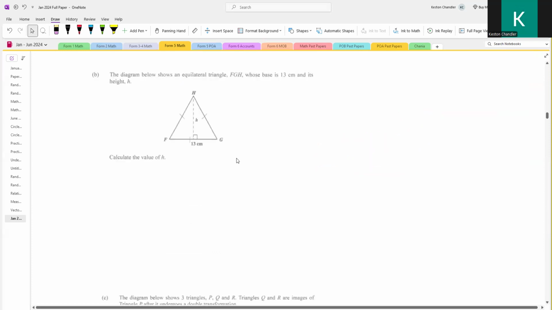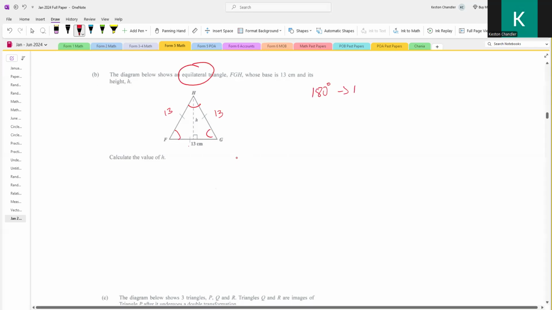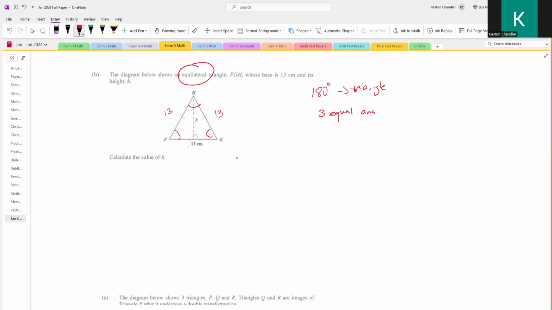Right, the diagram below shows an equilateral triangle. In an equilateral triangle, all sides and all angles are equal. So if here is 13, it means here is also 13, here is also 13. It means that this angle and the angle on top here are equal. So if we have 180 degrees in a triangle, and we say we have three equal angles, what is the size of each angle?